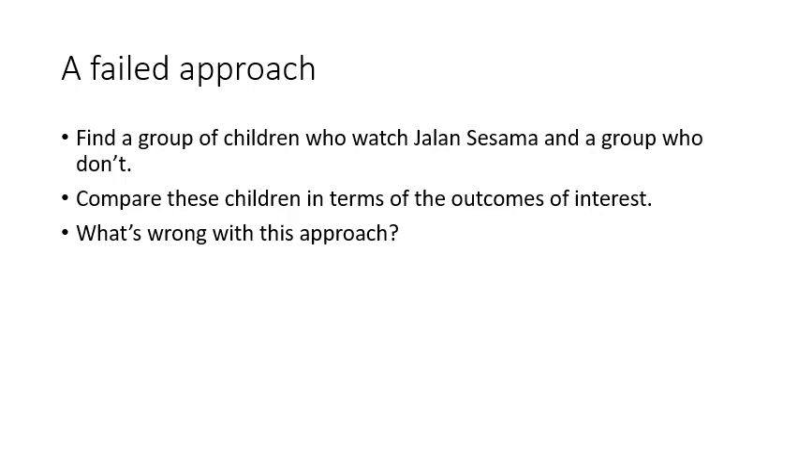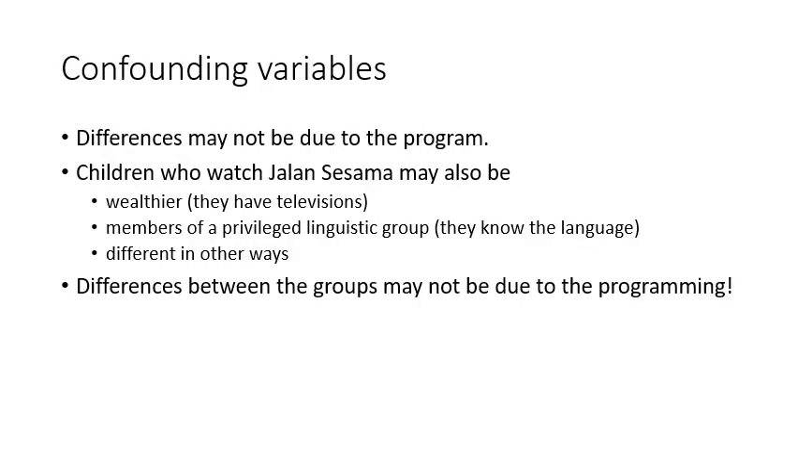So we want to start by asking ourselves, what is wrong with this approach? A problem with this approach is something called confounding. The problem is that if we find differences between these two groups of children, the differences that we observe may not be due to the program. It may be due to something other than Jalan Sesama.